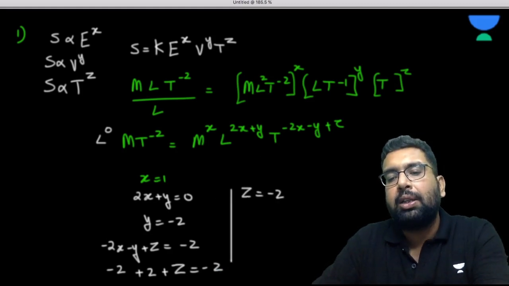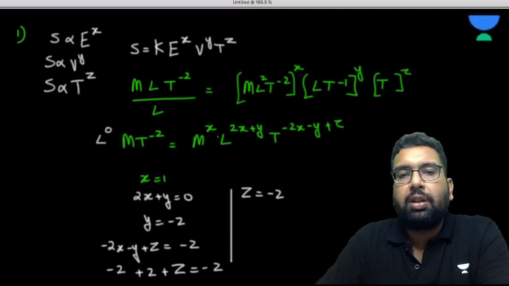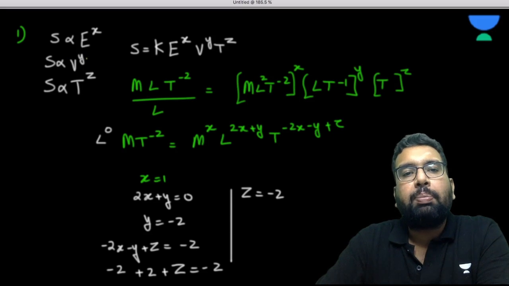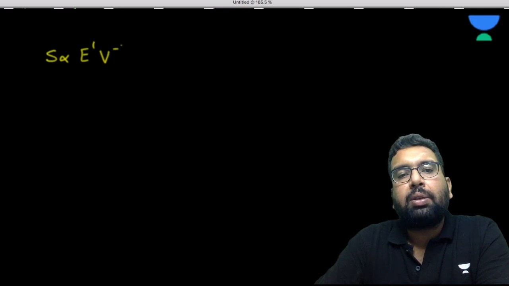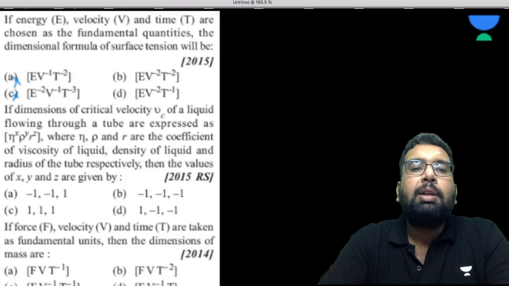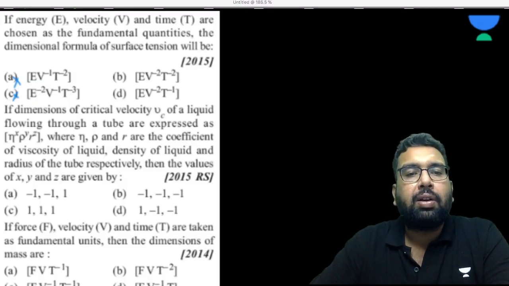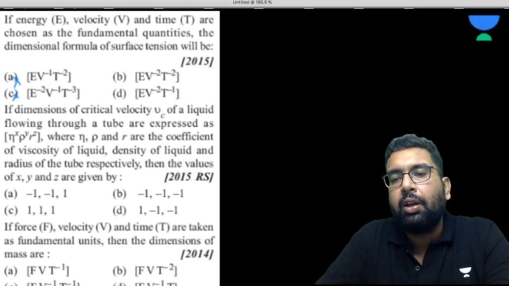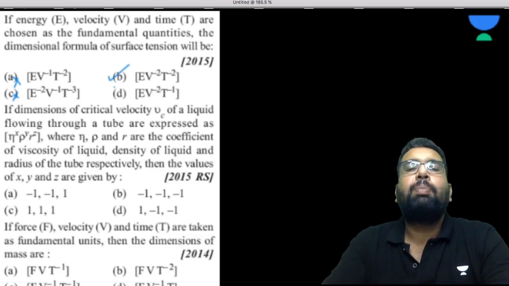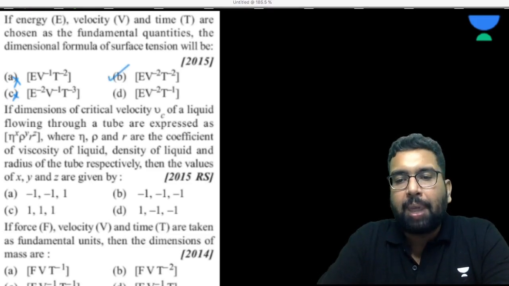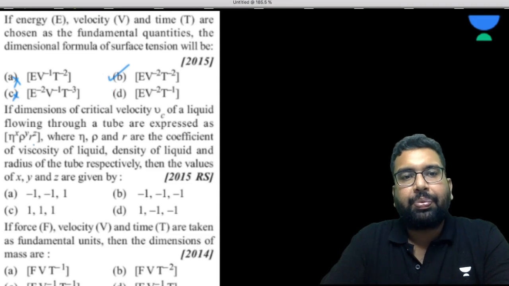So if we put this into this very equation, we have s is proportional to e to the power x, so x is 1, v to the power minus 2 and t to the power minus 2, because y and z both are minus 2 only. So let's see if we are having any option matched here. So is any option matching here? So yes, B option is matching. Exactly, e v to the power minus 2, t to the power minus 2. I hope it is fine to everyone.